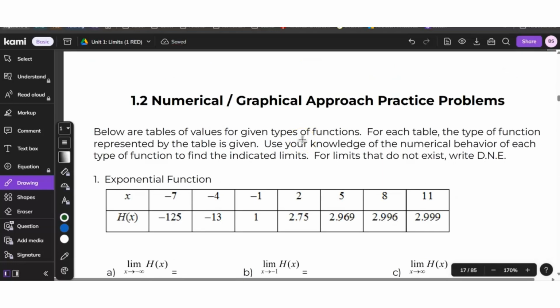Guess what? Practice problems. So you guys got the last 25 minutes to work on those, okay?